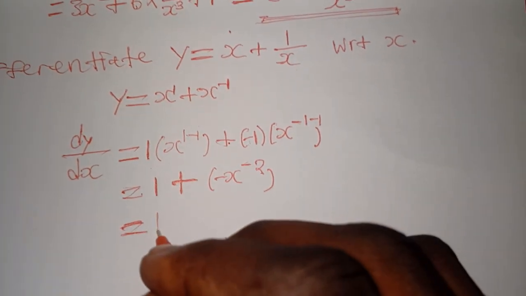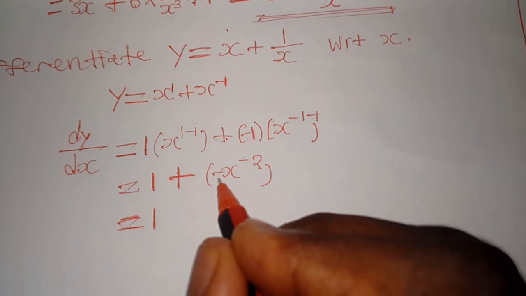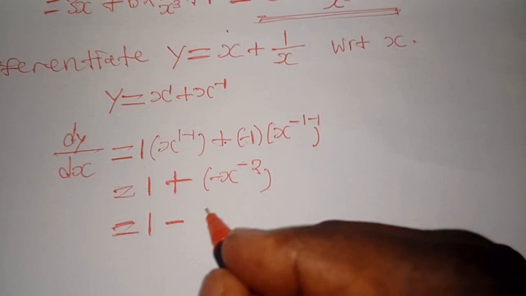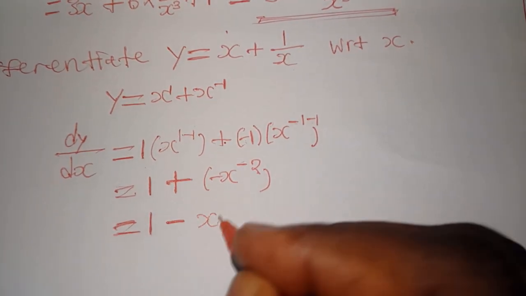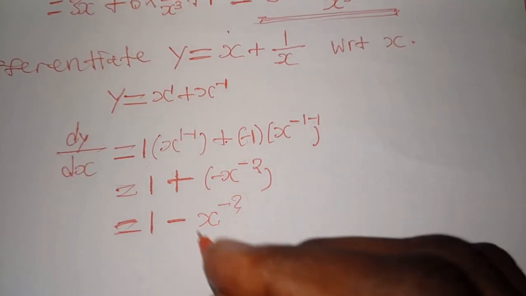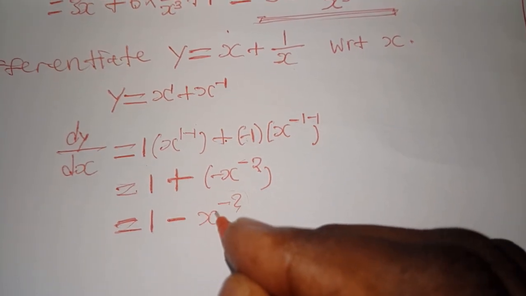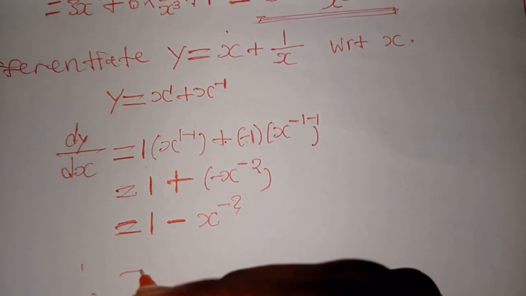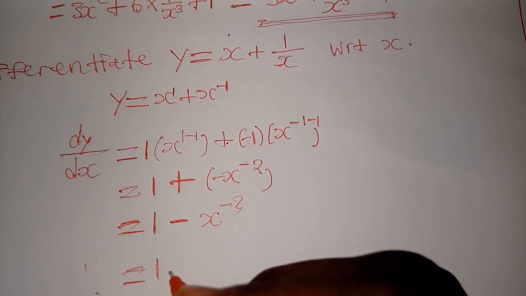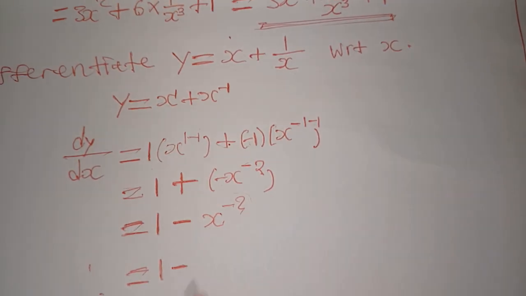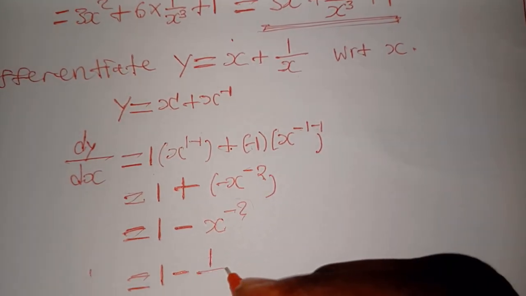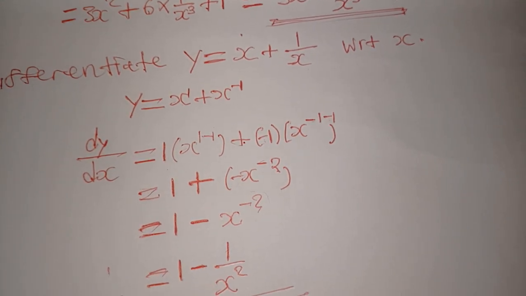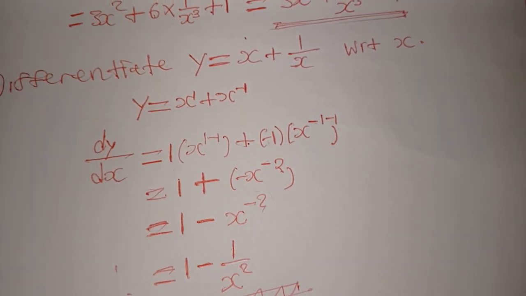So you have 1 positive times negative will result into a negative. Then here we have x to the power negative 2. But we can't leave our answer in a negative power, meaning you write your final answer as 1 minus, introduce a 1 on top, which will be 1 over x to the power 2. That will be your final answer.